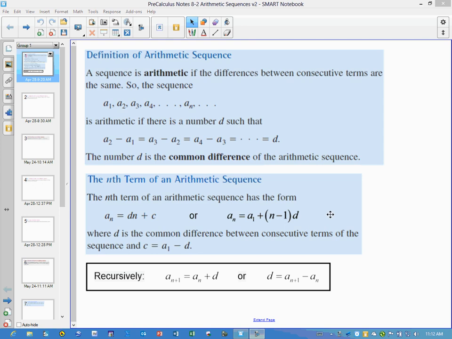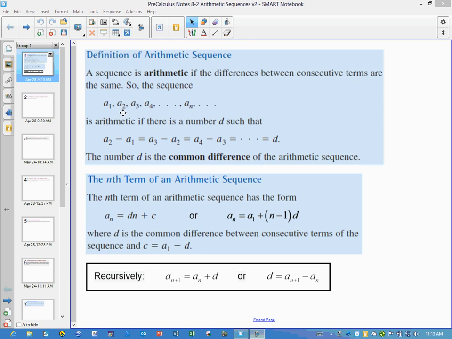A sequence is arithmetic if the difference between consecutive terms is the same. In other words, if we look at this particular sequence, then to go from A1 to A2, we're going to add or subtract something. And then to go from A2 to A3, we're going to add or subtract the same value. And then A3 to A4, add or subtract the same value, etc.